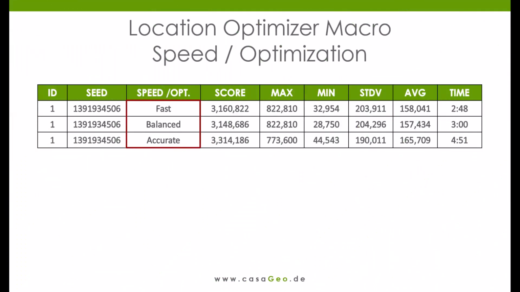Now I run the workflow again with speed optimization balanced and accurate. The table shows the starting point and the option. Surprisingly, the values for balanced are consistently worse than for fast and took even longer. With accurate we achieve a higher score. So we reach even more people, but the top store only reaches 774,000 people while the worst store reaches a higher score. The spread between the stores is not that big in this case.